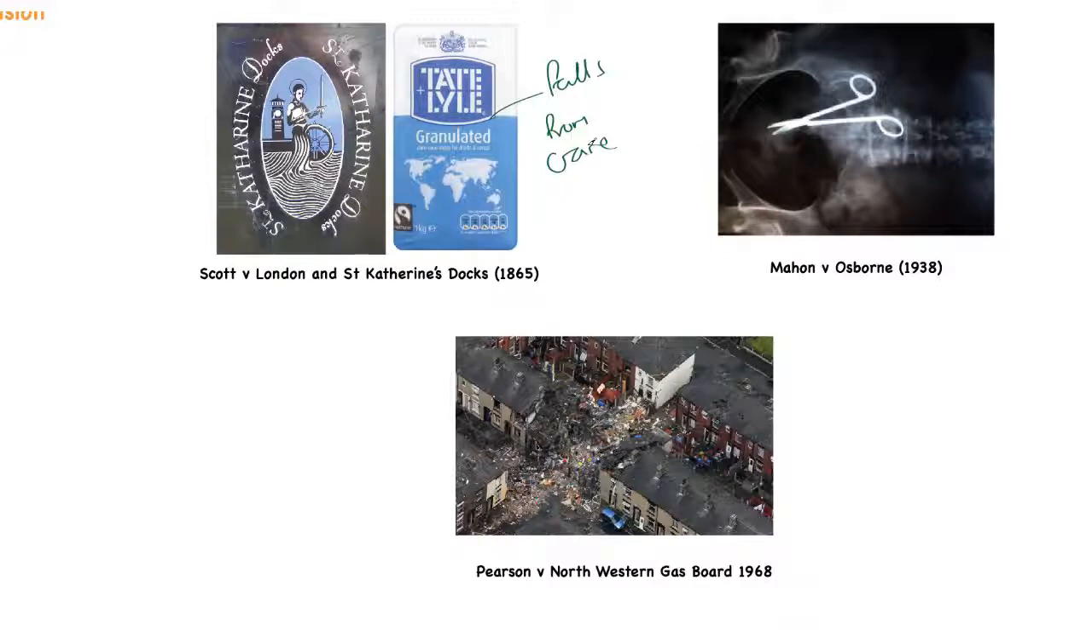The claimant did not have to prove that the dock company were negligent, as they were assisted by res ipsa. The thing that caused the harm, the sack of sugar, was under the control of the dock company. Sacks of sugar do not fall from cranes unless someone has been negligent. And there was no other explanation for the injury to the complainant. A big sack of sugar fell on their head.